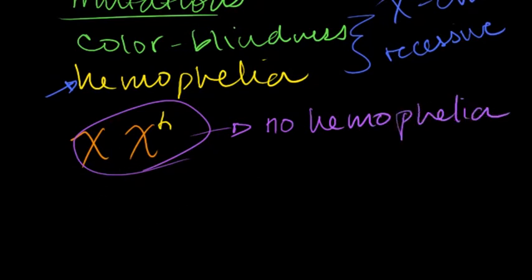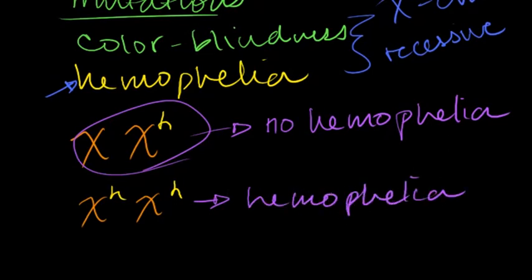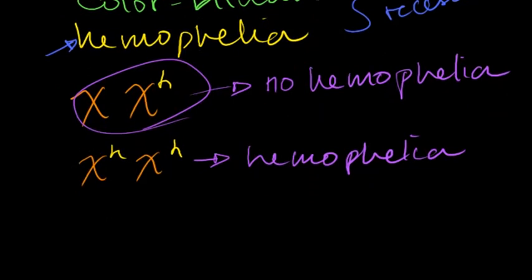The only way that a woman could be a hemophiliac is if she gets two versions of this, because this is a recessive mutation. Two versions. Now this individual will have hemophilia. Now men, they only have one X chromosome. So for a man to exhibit hemophilia, he just needs it on the one X chromosome he has, and the other one's a Y chromosome. So this man will have hemophilia.